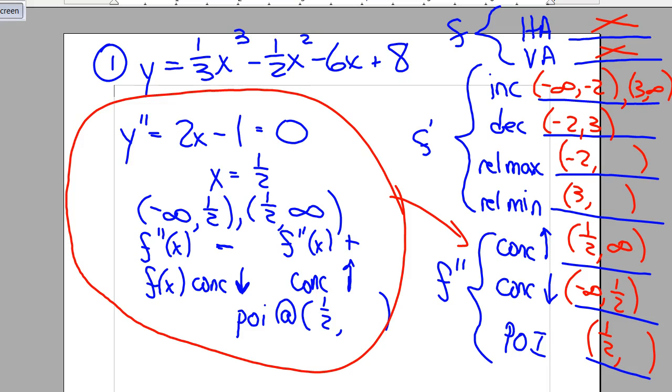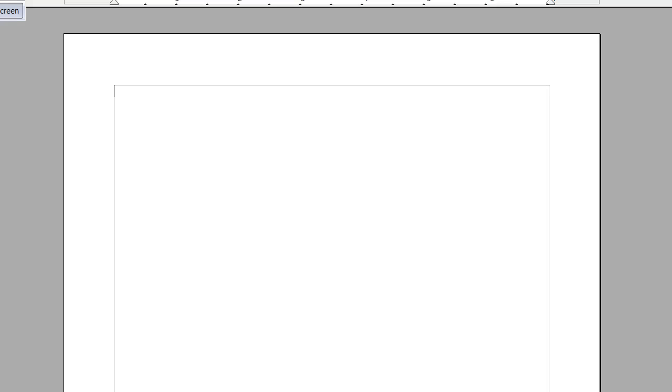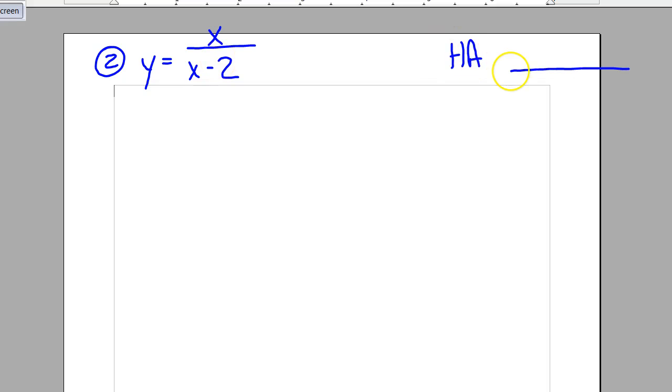Alright. Let's do the second one. The second one's tougher. We got a fraction. So again, I should have left this up over here. HA and VA come from the first level. I'm trying to color code it this time.